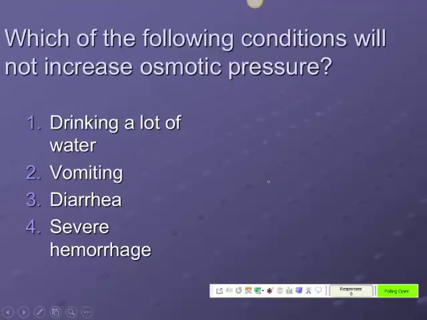So let's take a look at a few questions here. So the first one, which of the following conditions will not increase osmotic pressure?